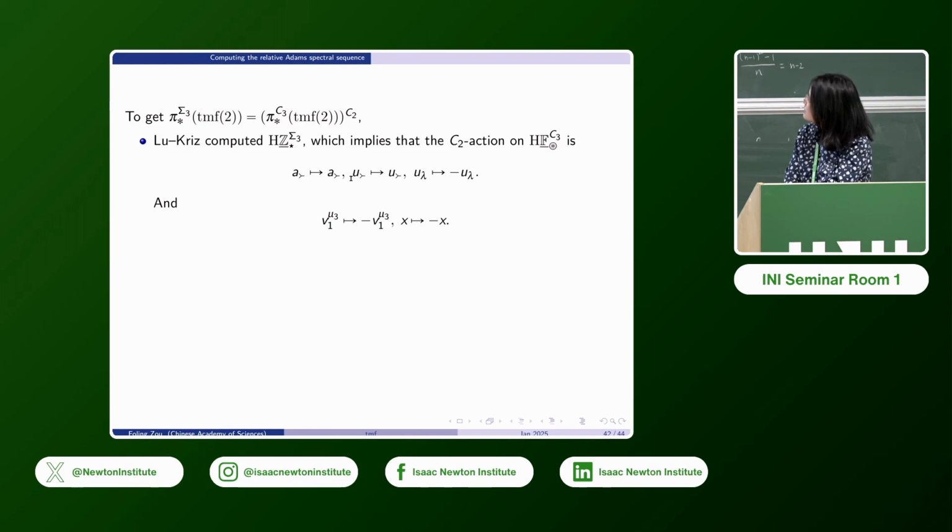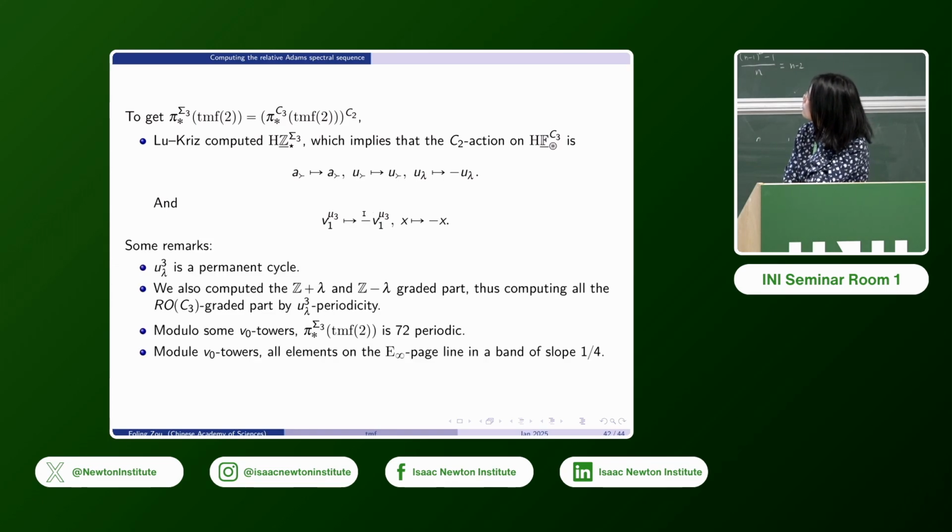The answer is that A spoke is sent to A spoke, U spoke to U spoke, U lambda to negative U lambda. And the two generators, in our case V1 and X, are sent to negative of themselves. So by taking fixed points on the previous slide, we can get the Sigma 3 fixed points.